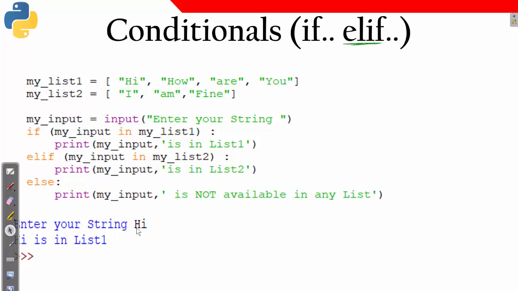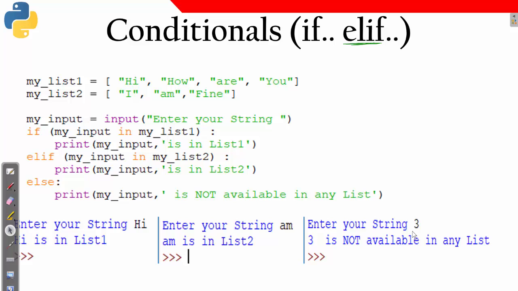Let us say here I am writing capital H and i. So it will say hi is in list 1. If I write I am, the word is in list 2. And if I write 3, it is neither available in list 1 nor available in list 2.